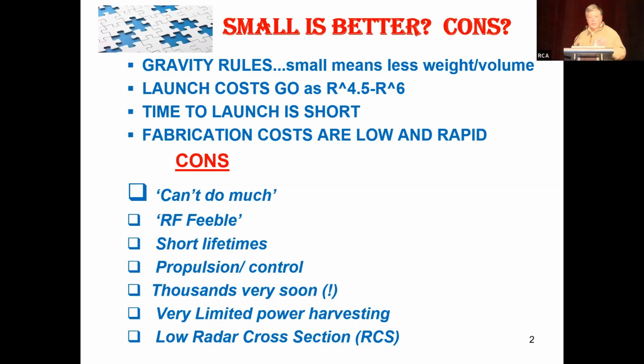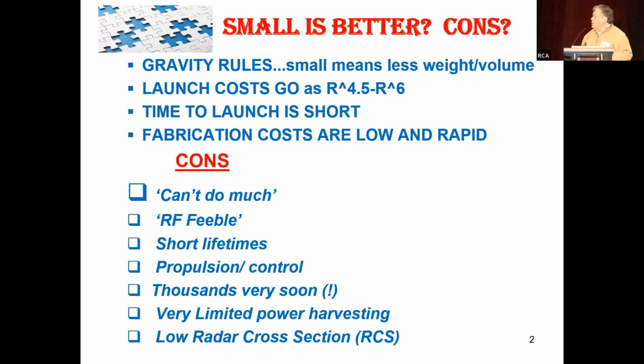The cons, the disadvantages of having a smaller satellite, and when I say small, I mean again less than 1 meter on an edge, is that oftentimes you can't do very much with them. There's not a lot of different modalities. They tend to be RF feeble, meaning the ERPs tend to be low, mainly because they're small. They tend to have short lifetimes. Propulsion and control are big issues. I can discuss that offline if you want. There are all kinds of neat, clever ways to fix that. One of the cons, at least being considered a disadvantage, is that there are going to be thousands of them over the next few years, and I'm going to deal with one of the aspects of that.